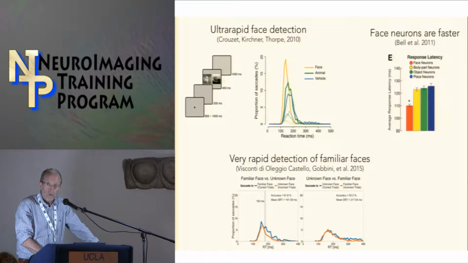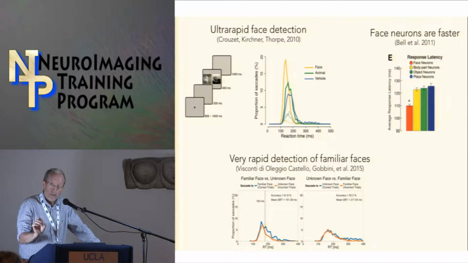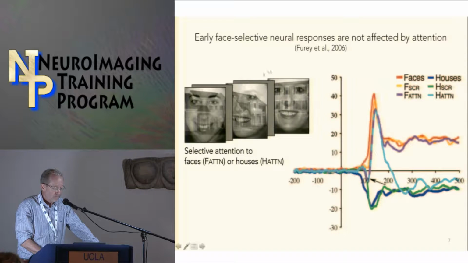Now this also poses a real challenge, because the fastest evoked potential that distinguishes familiar from unfamiliar faces is at about 230 to 240 milliseconds. So that's inside the brain. But somehow the saccade is able to make that decision 50 milliseconds faster. These early face selective neural responses are not affected by attention. I won't go into details on this. This is a study that we did using MEG.